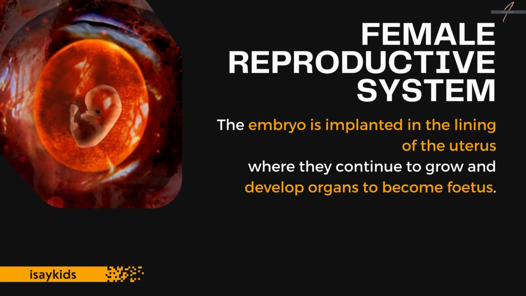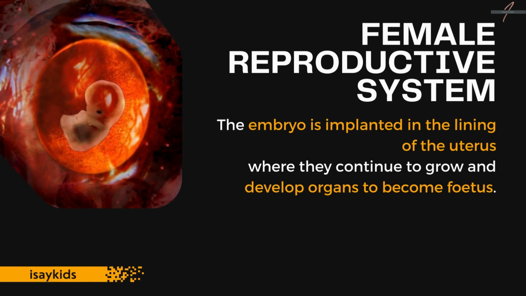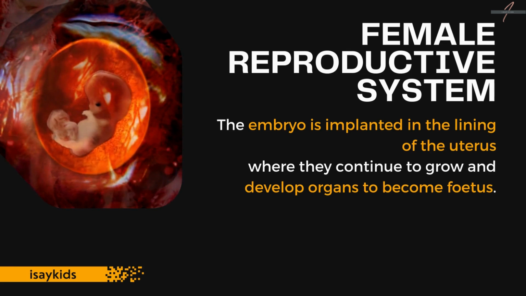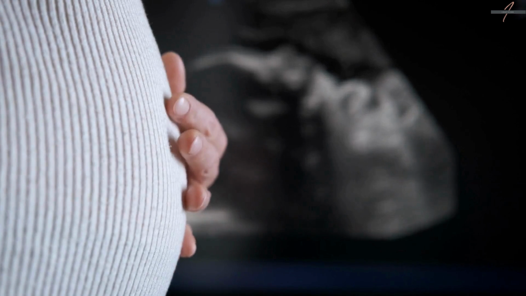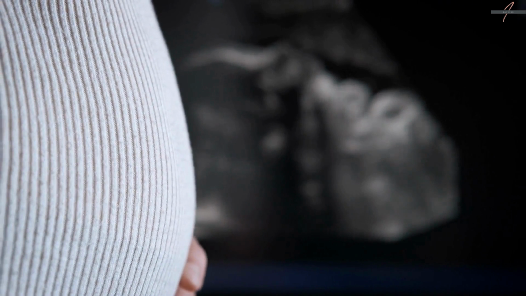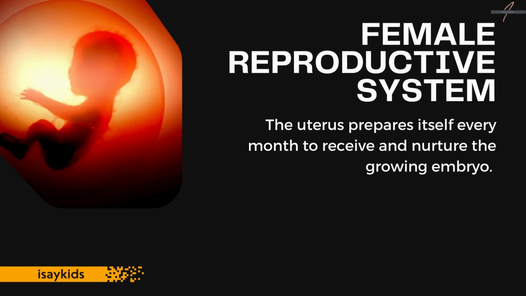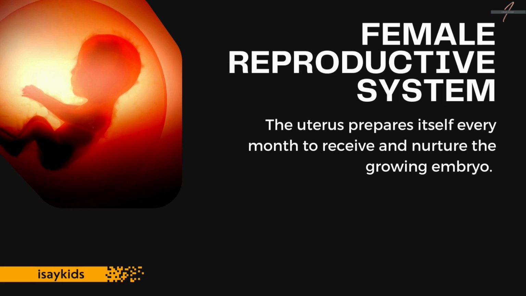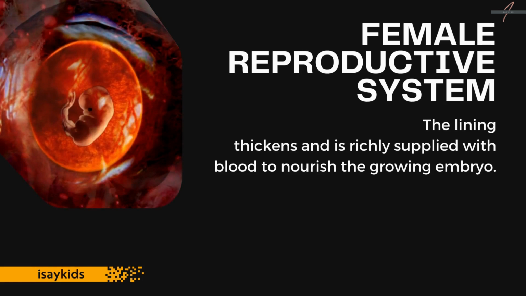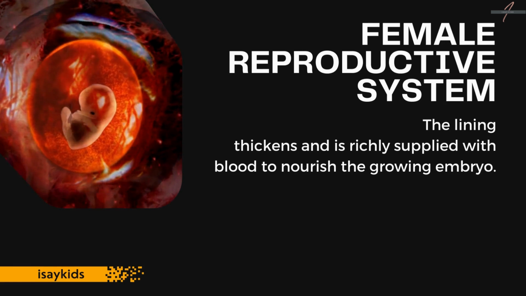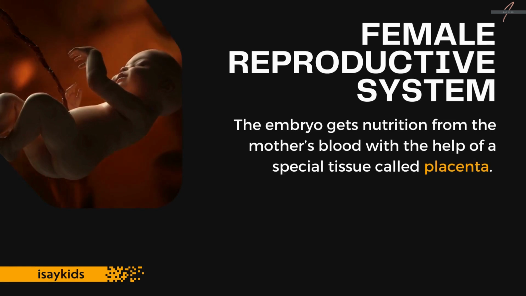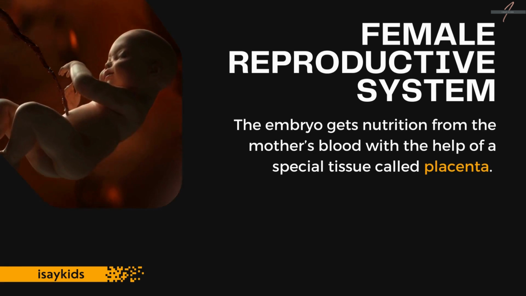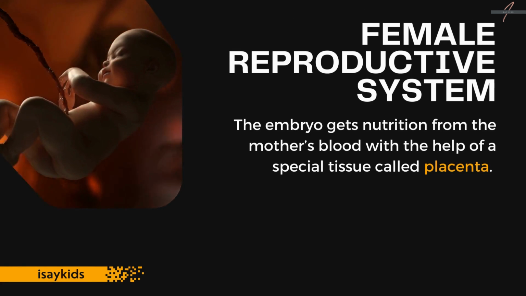The embryo is implanted in the lining of the uterus where it continues to grow and develop organs to become a fetus. We have seen in earlier sections that the mother's body is designed to undertake the development of the child. Hence, the uterus prepares itself every month to receive and nurture the growing embryo. The lining thickens and is richly supplied with blood to nourish the growing embryo. The embryo gets nutrition from the mother's blood with the help of a special tissue called placenta.